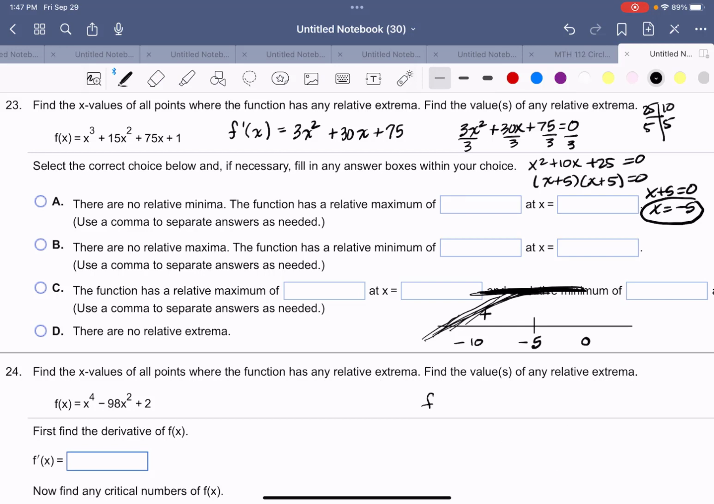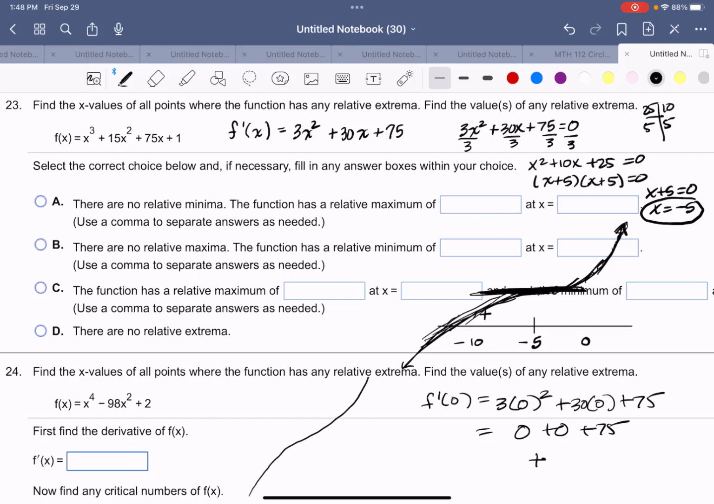So f prime of 0 is 3 times 0 squared plus 30 times 0 plus 75. That's 0 plus 0 plus 75. It is still positive. So the function continues to go up because it's continuing to increase. So in the case of this function, there are no relative extrema because the function is always increasing.